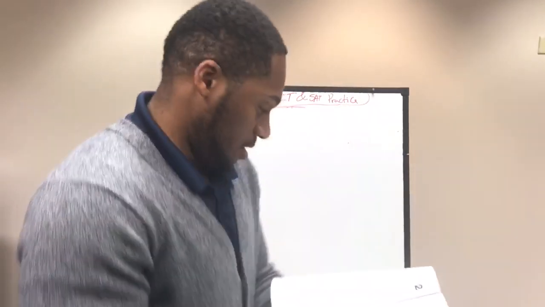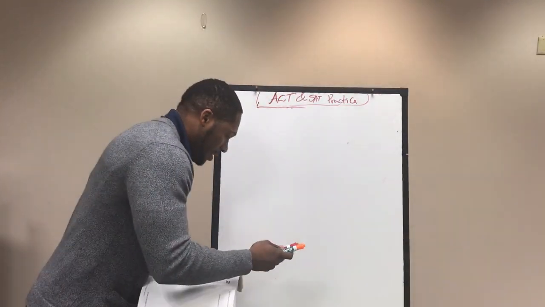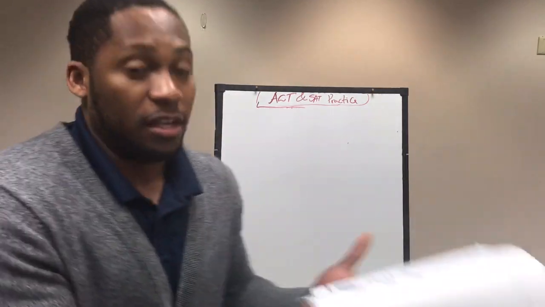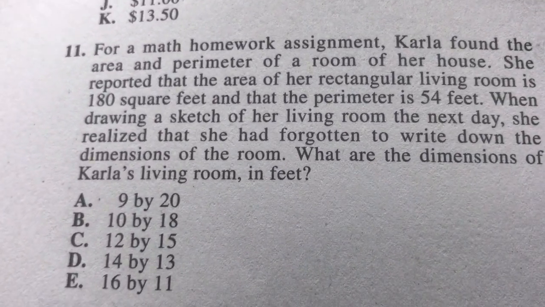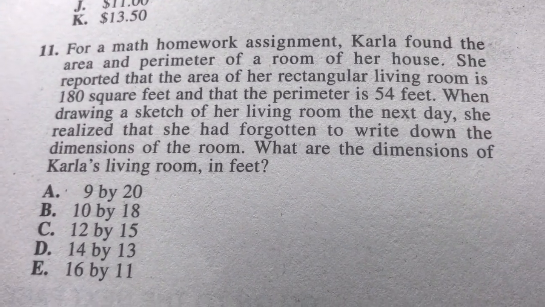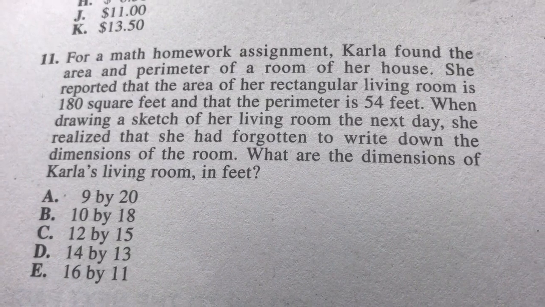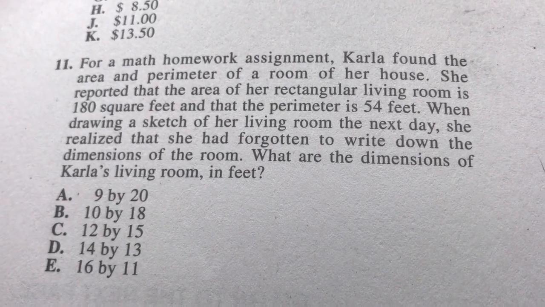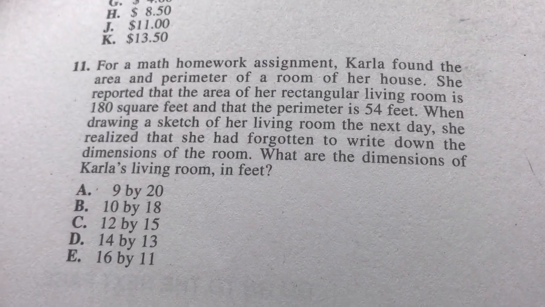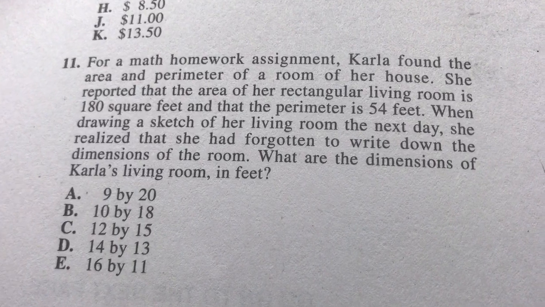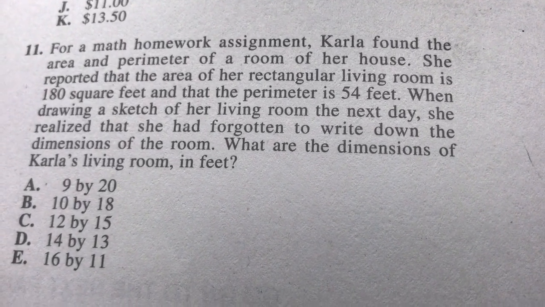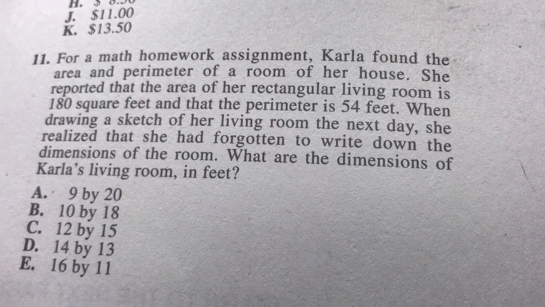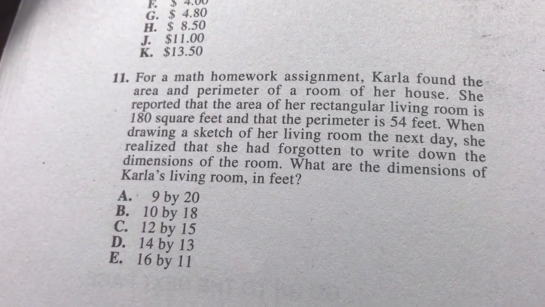All right, we got a kid here named Carla who messed up. So let me show you what she did. They say for a math homework assignment, Carla found the area and perimeter around a room of her house. She reported the area of her rectangular living room is 180 square feet, and the perimeter is 54 feet.